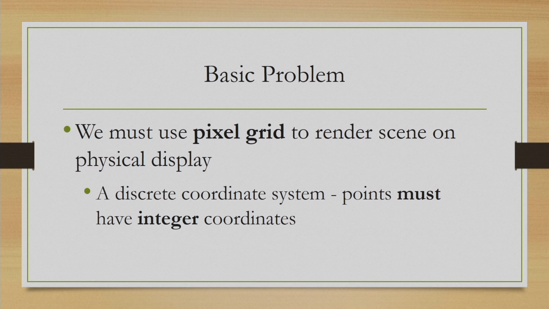In contrast, when we are actually trying to display it on a screen, we have a pixel grid. That means it is a discrete coordinate system. So, all possible coordinates are not allowed. Instead, we must have something where only integer coordinates are defined. So, whatever we want to display on the pixel grid must be displayed in terms of integer coordinates. We cannot have real coordinates values.